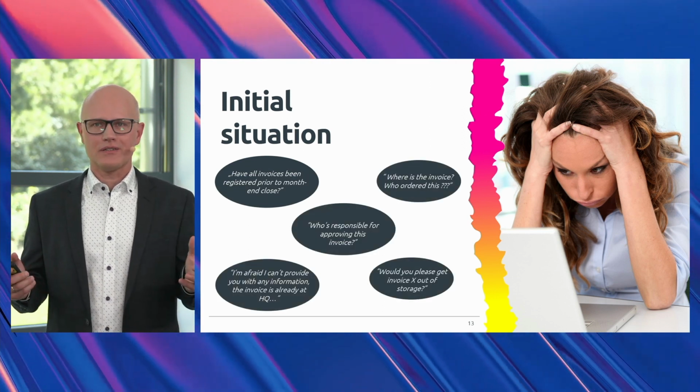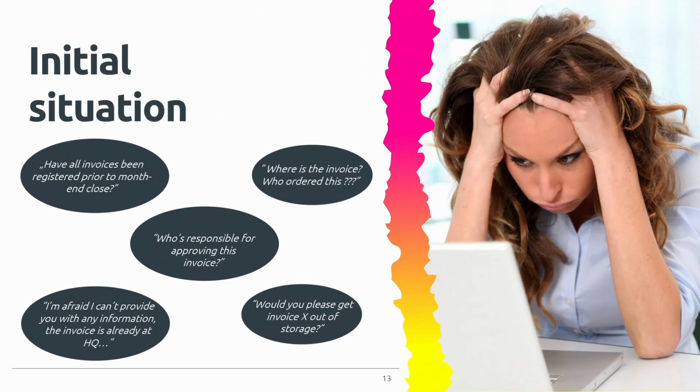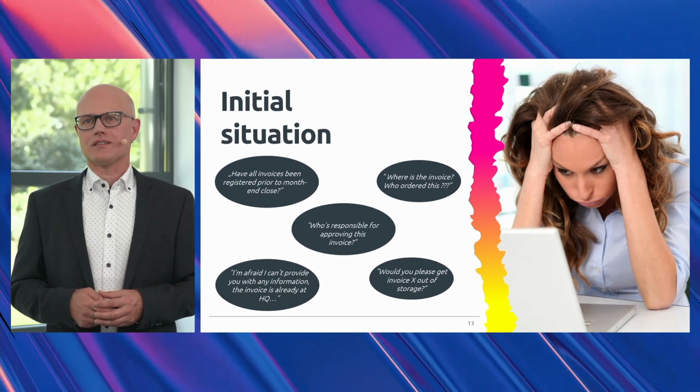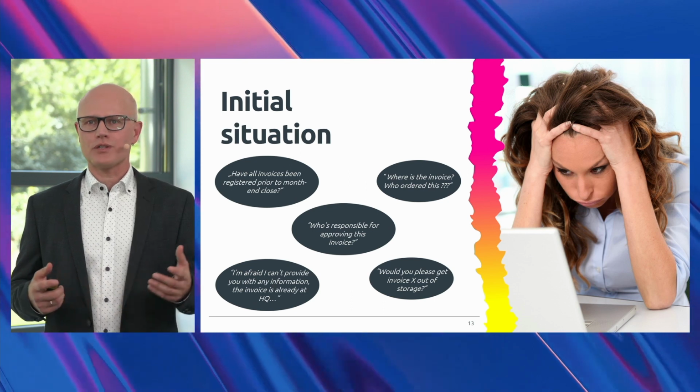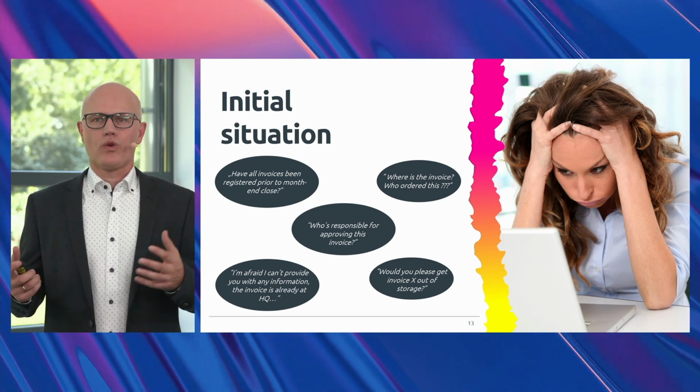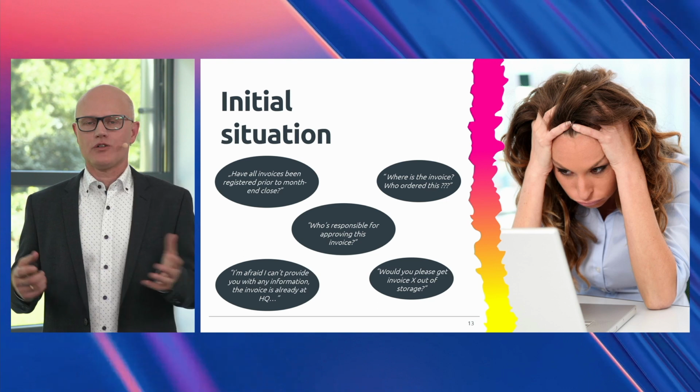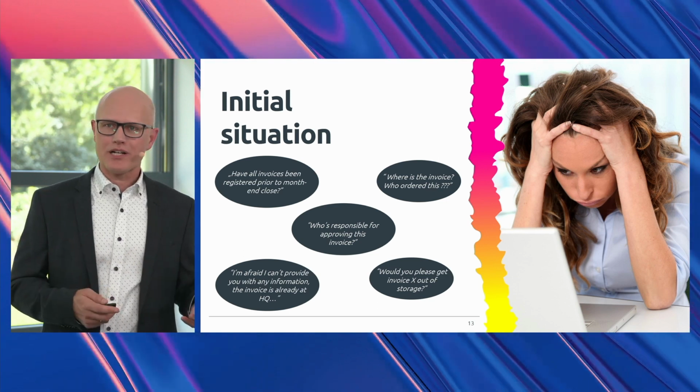Where do I find the invoices? It's the end of the month. Do I have everything? Does somebody have a 50,000 euro invoice in their desk drawer and they've gone on vacation to Tahiti for 3 weeks? Who's responsible for approving the invoice? Where is it? Has it already been sent to headquarters? Is it still at my branch location?